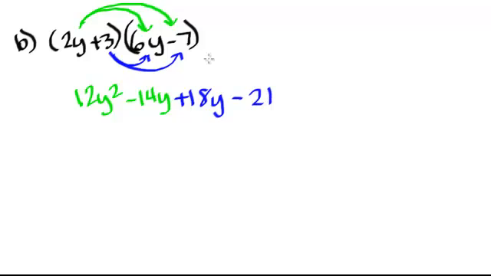I can combine negative 14y and 18y. So when I rewrite my answer, I know 12y squared can't be combined with anything else. And negative 14y plus 18y will give me a positive 4y. And since we can't combine negative 21, we just rewrite this.